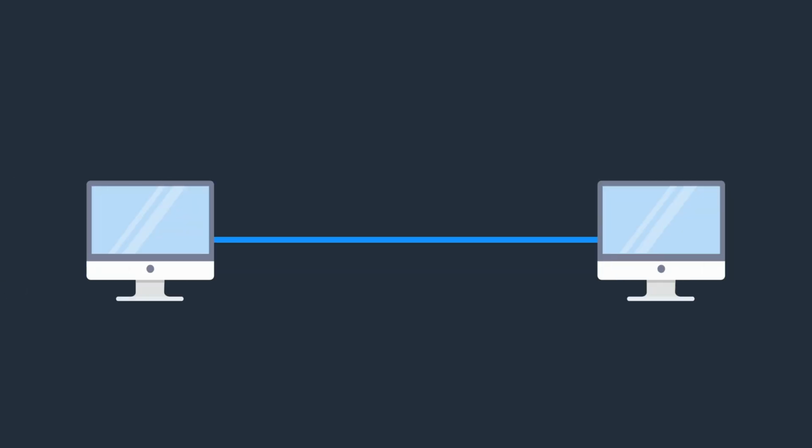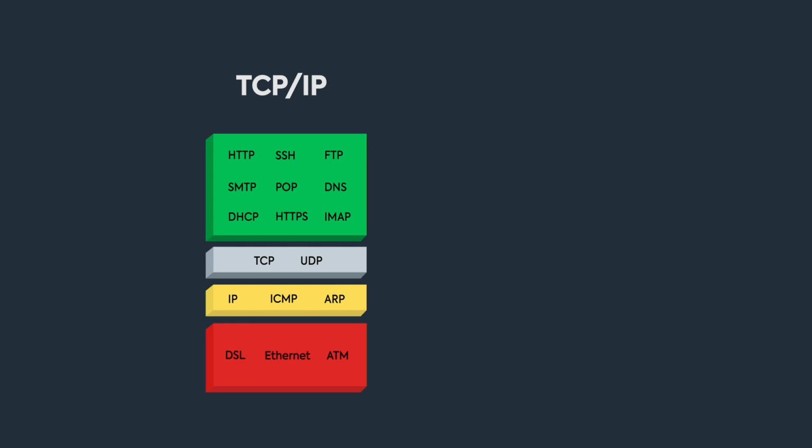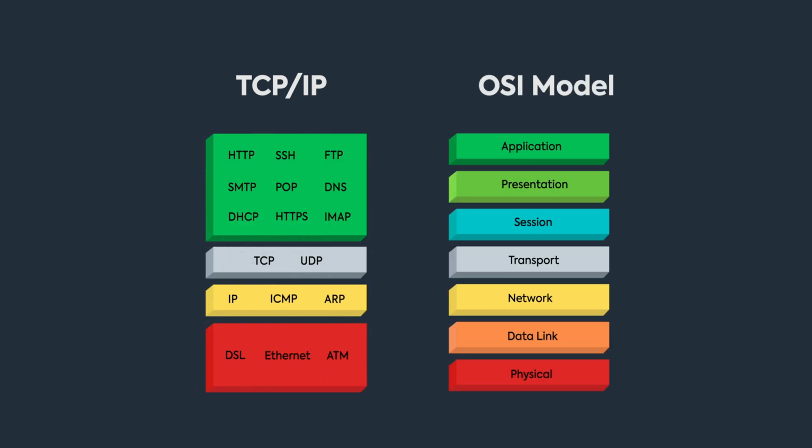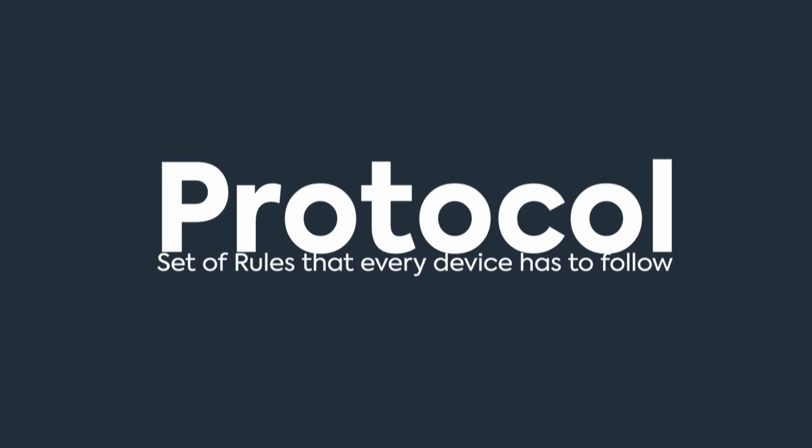When connected, devices can share information in the form of packets. And to transfer these packets, there are many protocols involved. We use the TCP/IP model, which is based on the OSI model. For now, just remember, a protocol is a set of rules that every device on the network must follow. We'll dive into it later on in this video.